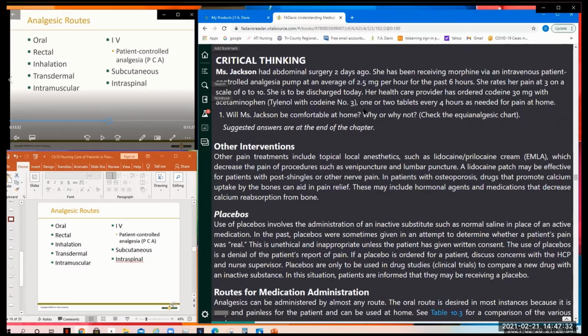Her healthcare provider has ordered codeine 30 milligrams with acetaminophen, Tylenol with codeine number 3, 1 or 2 tablets every 4 hours as needed for pain at home. Number 1, will Miss Jackson be comfortable at home? Why or why not? Check the equianalgesic chart, and the suggested answers are at the end of the chapter, so we're going to jump right there.